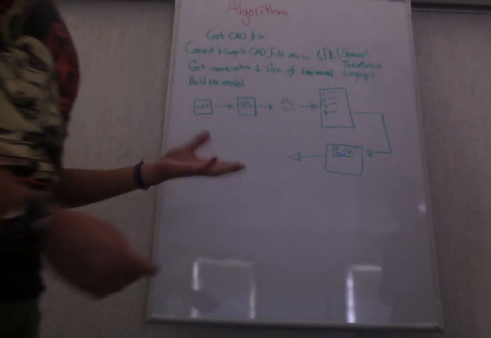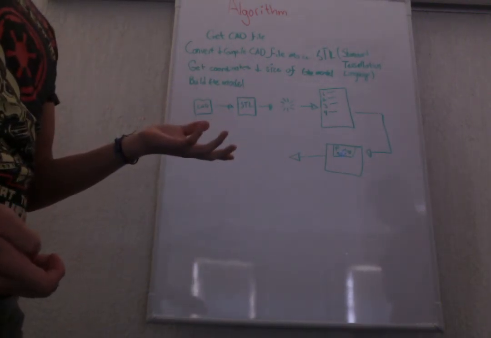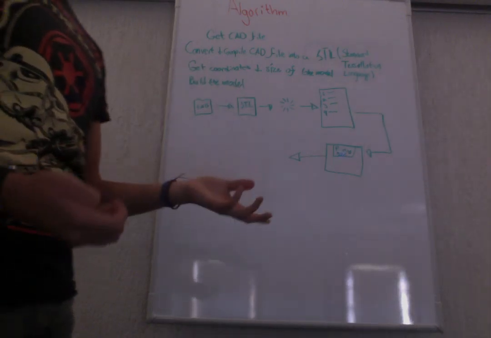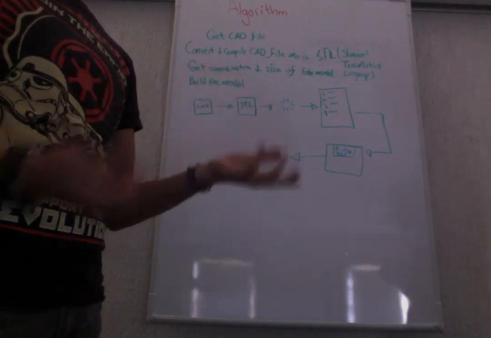At that time, the 3D printer will send an output to the main controller to say that the model is finished and that there is no more to do.